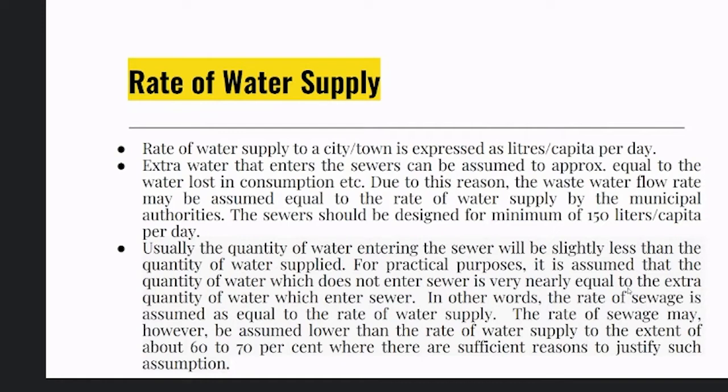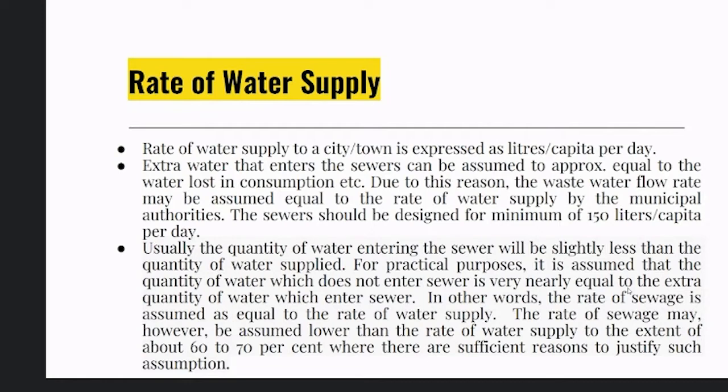And last, usually the quantity of water entering the sewer will be slightly less than the quantity of water supplied. For practical purposes, it is assumed that the quantity of water which doesn't enter the sewer is very nearly equal to the extra quantity of water which enters the sewer. In other words, the rate of sewage is assumed as equal to the rate of water supply. The rate of sewage may, however, be assumed lower than the rate of water supply to the extent of about 60 to 70% where there are sufficient reasons to justify such assumption.